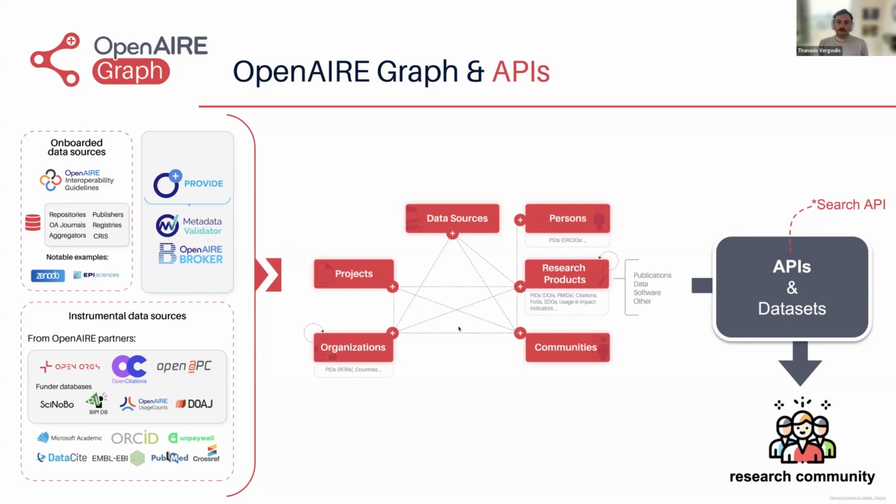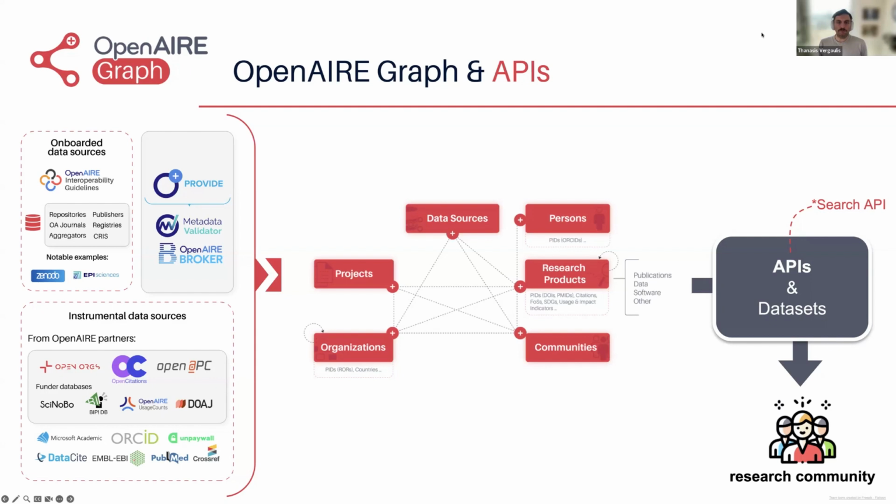And these kinds of metadata are available through APIs and datasets to everyone. This is an open resource consisting of open datasets and open APIs.